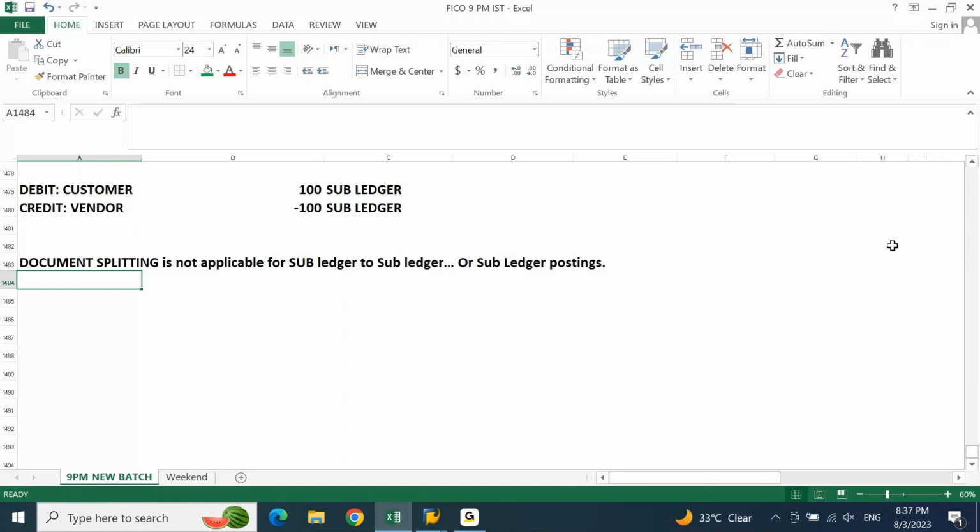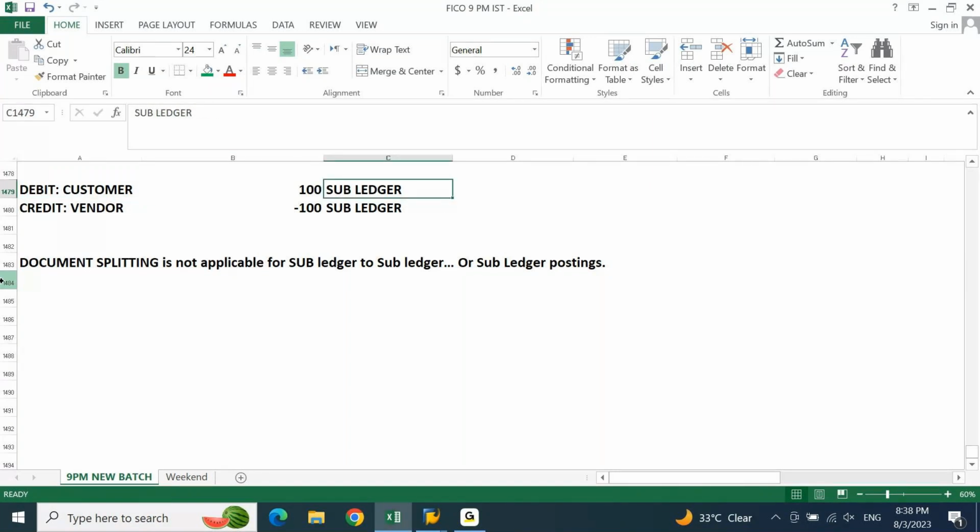Where is the main ledger? Customer is a subledger. Vendor is also a subledger, correct? Yes, sir. Both are subledger, but no main ledger is there. But in customer, there is a reconciliation account. But here you are not writing the reconciliation account, right? Your entry is posted in the customer account. The system is only going to look at which account you are debiting, according to customer.